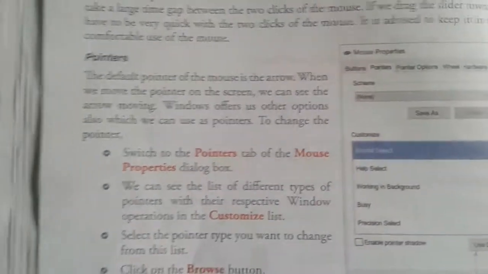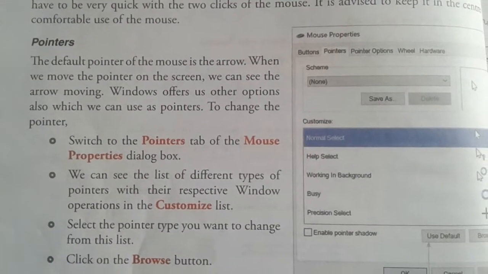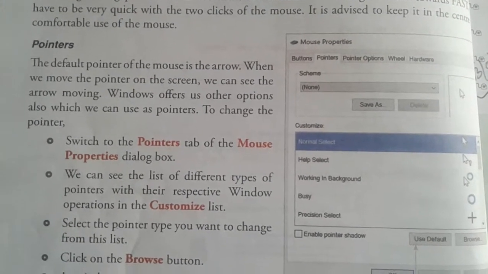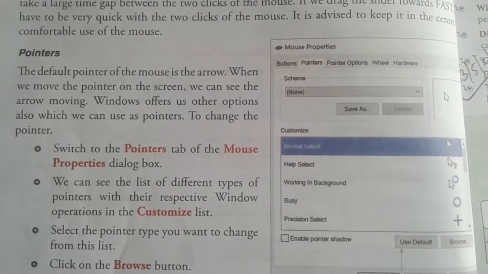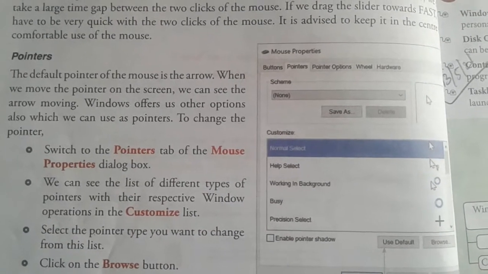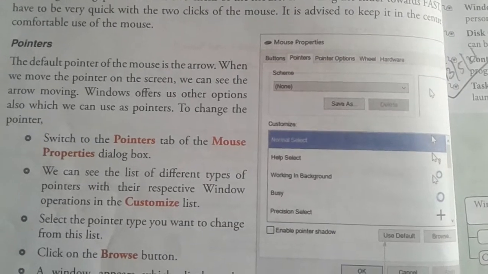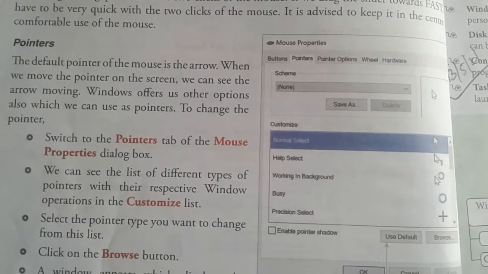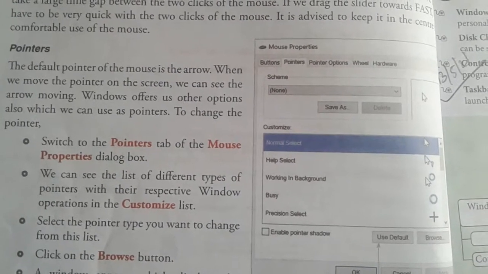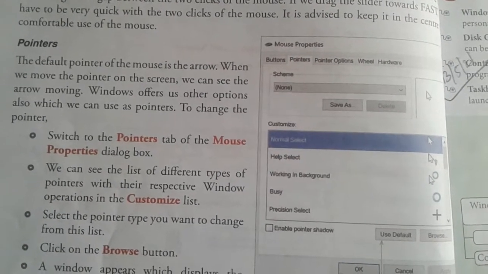Pointers. The default pointer of the mouse is the arrow. All of you know that because you have seen, whenever we click on the computer screen, the default pointer is an arrow. When we move the pointer on the screen, we can see the arrow moving. Yes. Whenever we move the mouse and click somewhere else, the window offers us other options also which we can use as a pointer. If you want to make changes to the pointer, we can, through the settings.